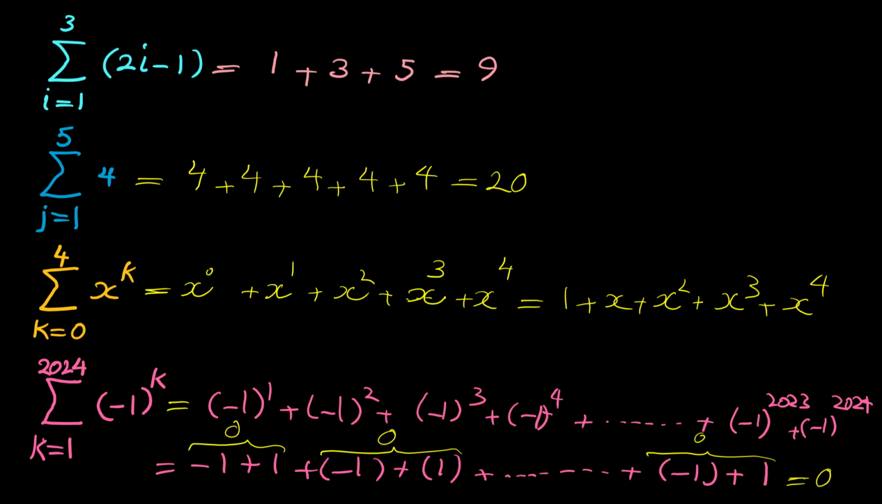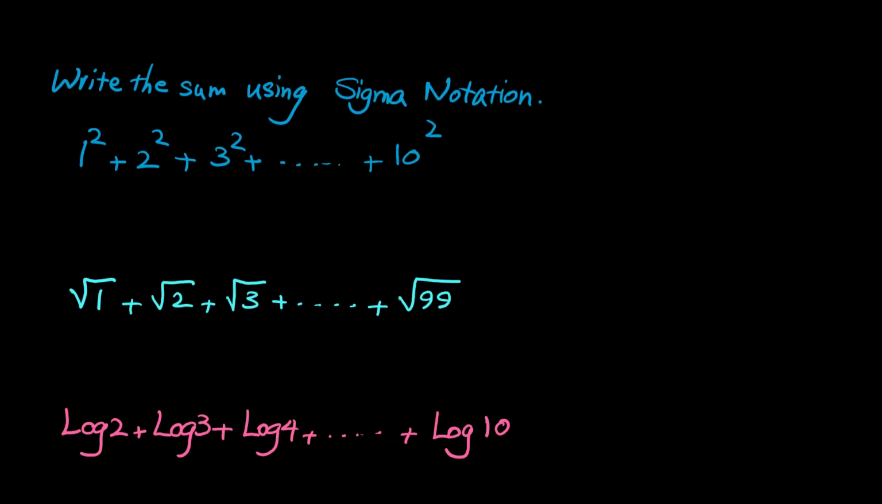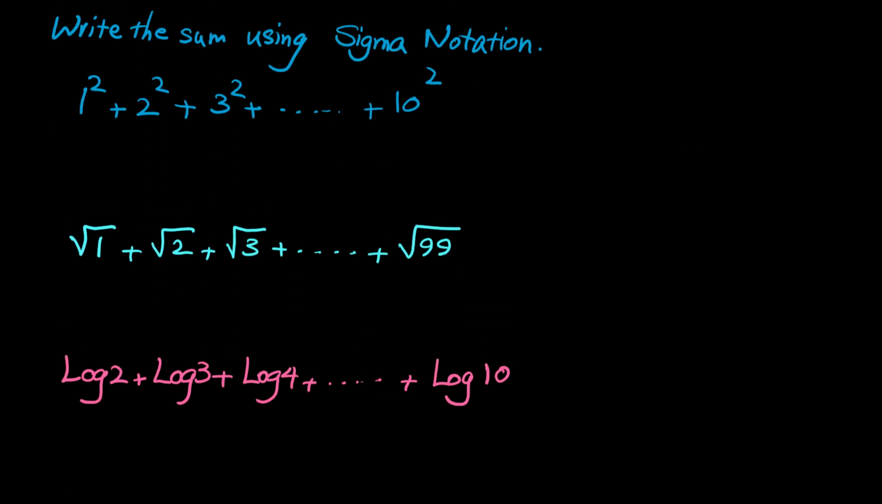Now so far you should be a little familiar with the sigma notation. Now that we are a little familiar with sigma notation, let's see how we can write sums using sigma notation. Now we want to do the opposite. We have a sum and we want to write it in the sigma notation. Look at the first example. We want to write this as a sigma notation.